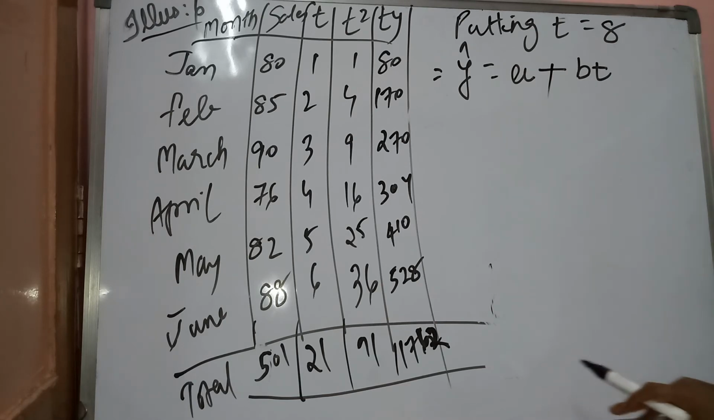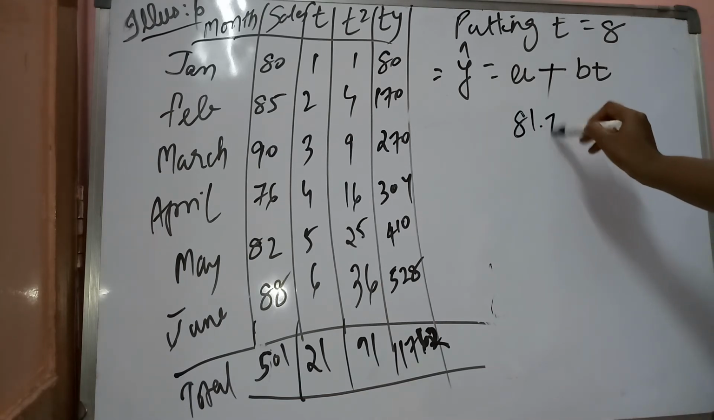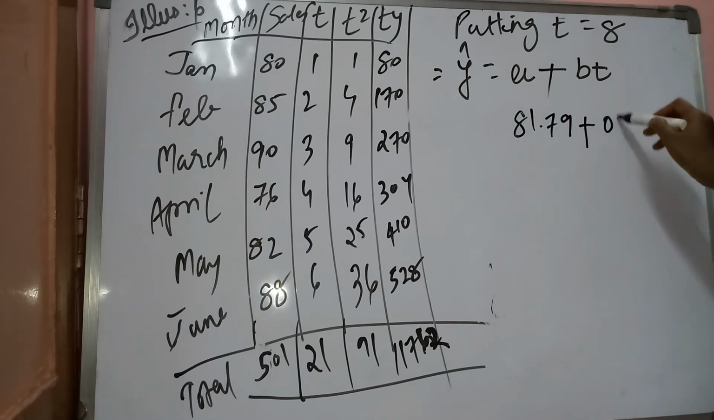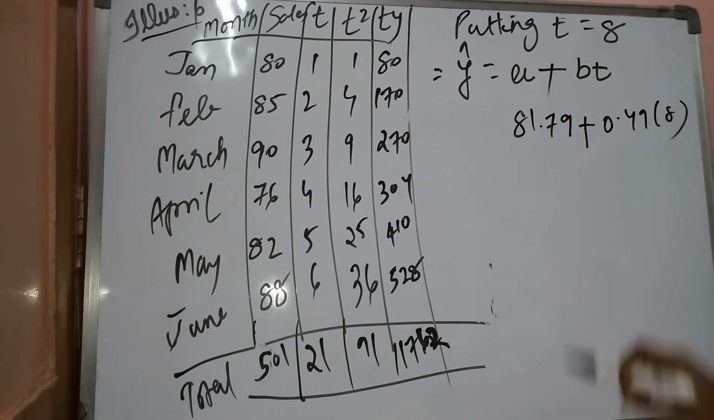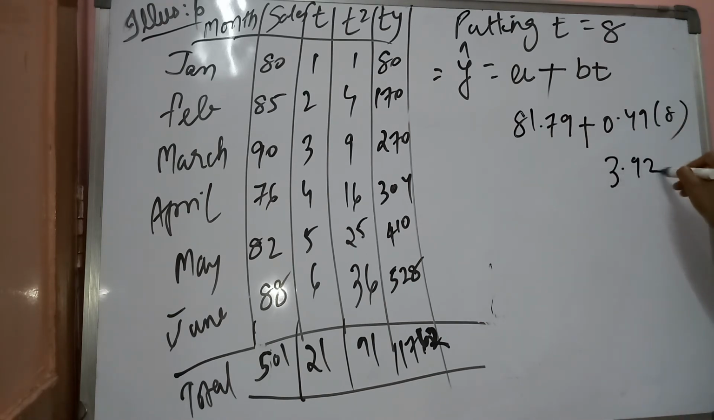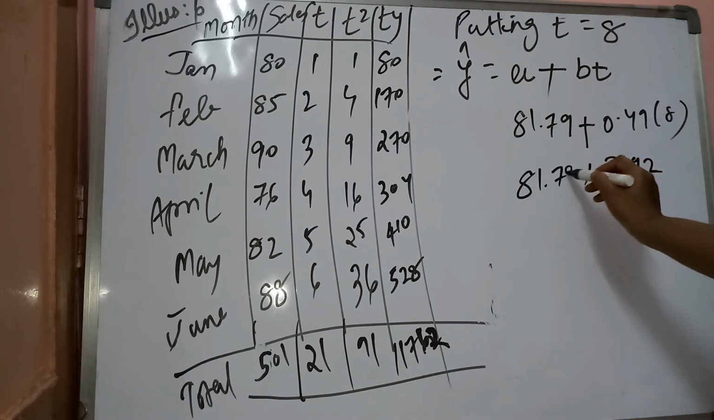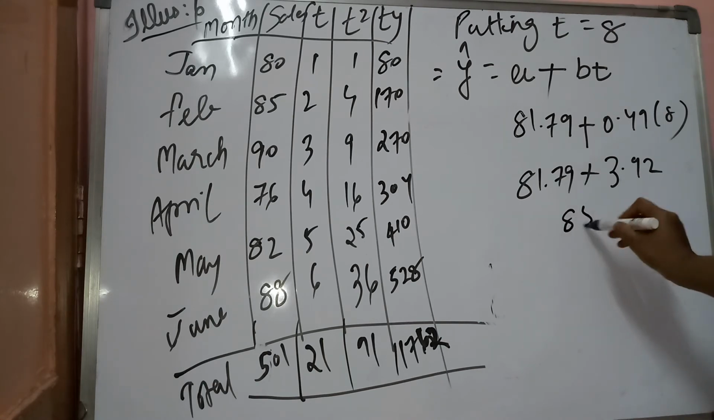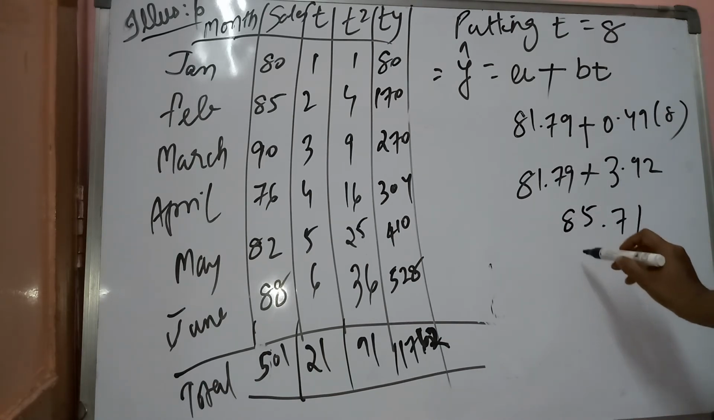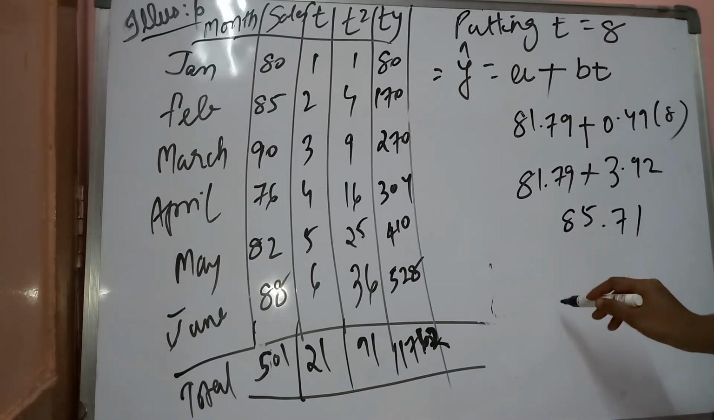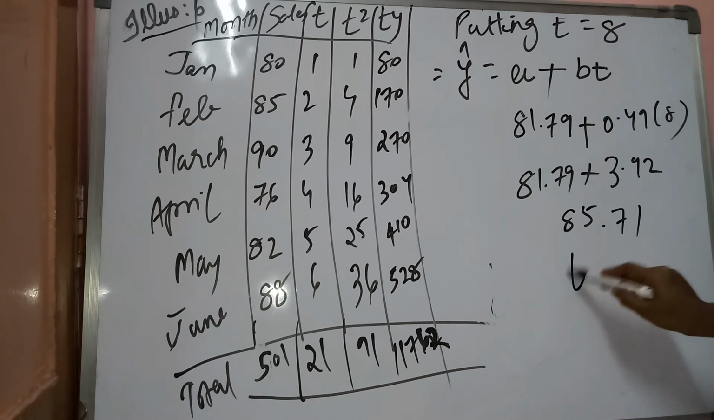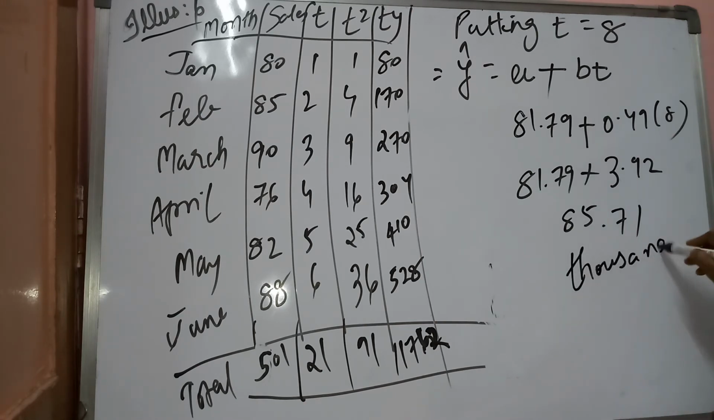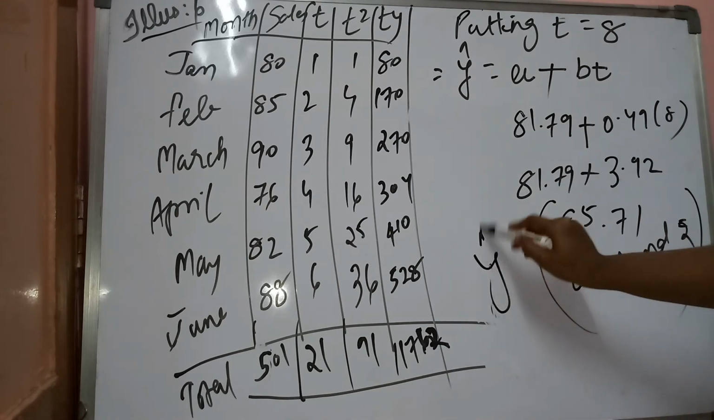Now A is our 81.79 plus 0.49 multiplied by 8. So 0.49 multiplied by 8 is 3.92. Add it to 81.79. It is 85.71. Now these sales, it is given to you, right? So this is in thousands. So you can write it like this, in thousand rupees. So this is your answer of Y cap.